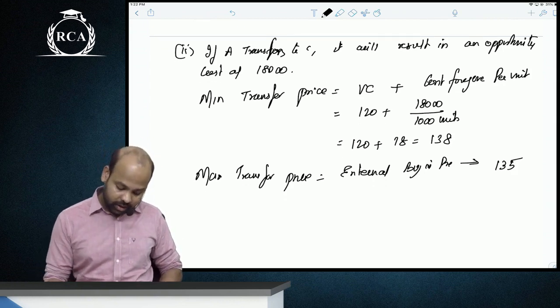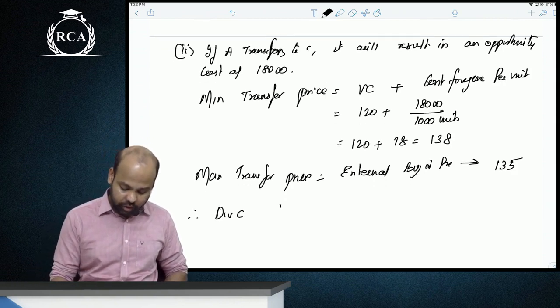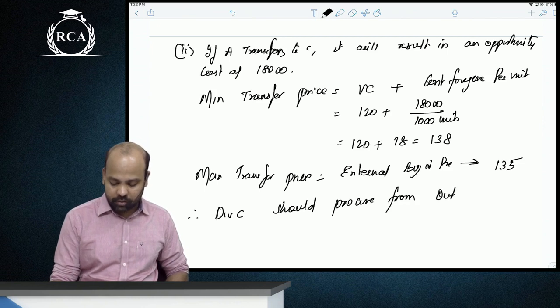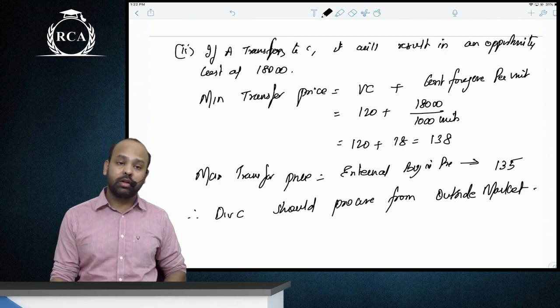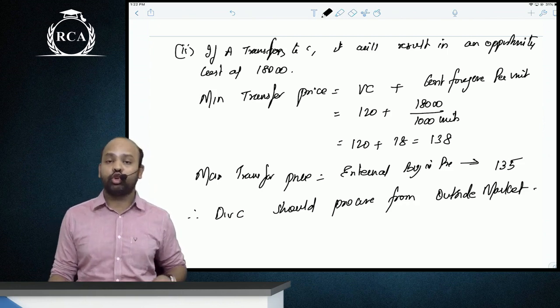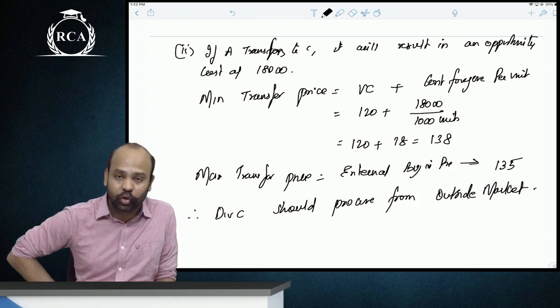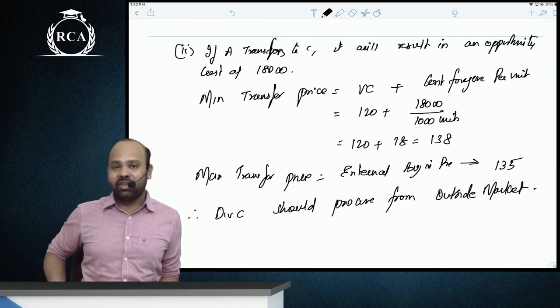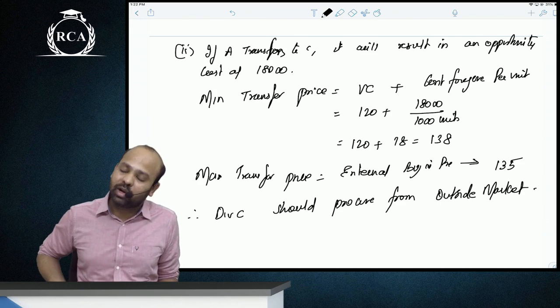Now what should you do? It is very clear cut as such. Therefore division C should procure from outside market. Division C should procure from outside market. You should not manufacture the component on its own, because if it is manufacturing the component on its own as such guys, it will lose out 3 rupees per unit.